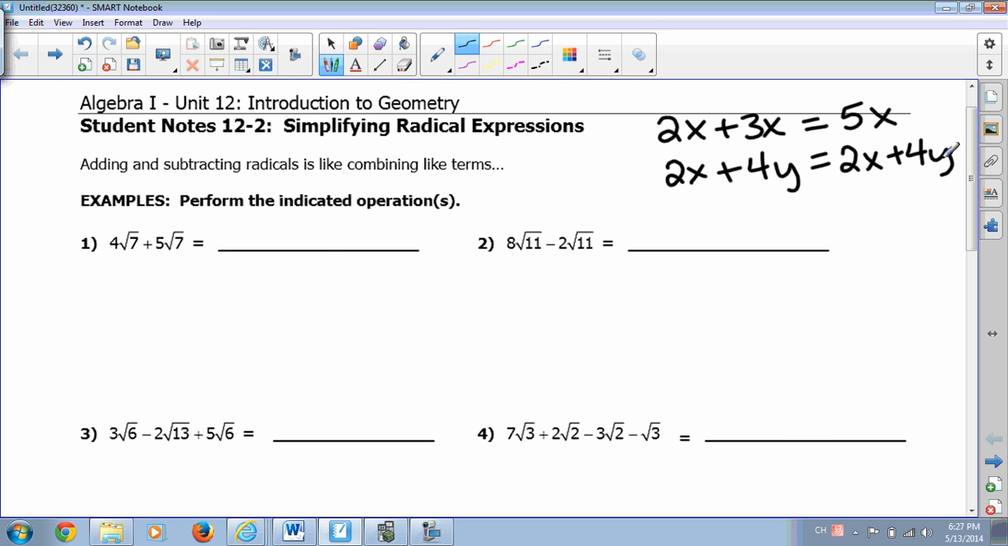Same thing with radicals. In order to add or subtract radicals, you have to have the same number underneath the radical sign. So in example number 1, 4 square root of 7 plus 5 square root of 7, they both have a 7 underneath the radical sign. And since 7 is prime, you can't simplify it either. So we would just go ahead and add these two terms together.